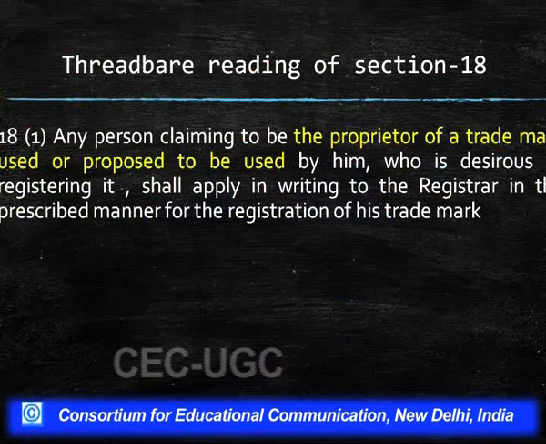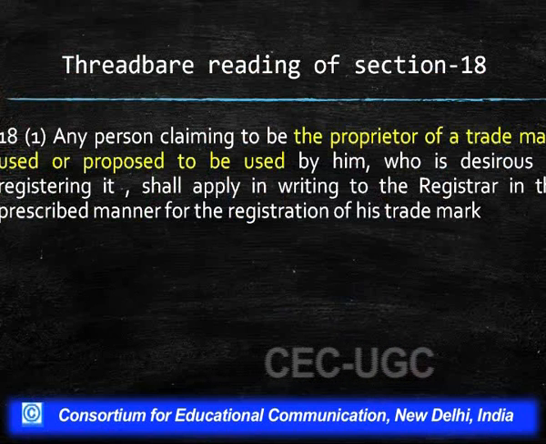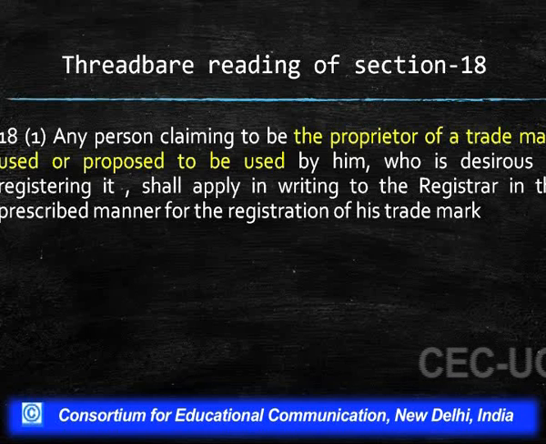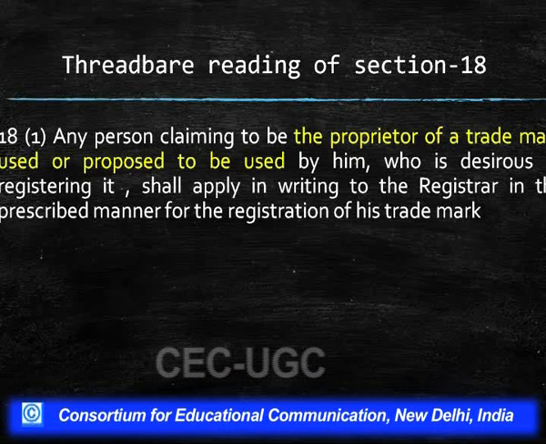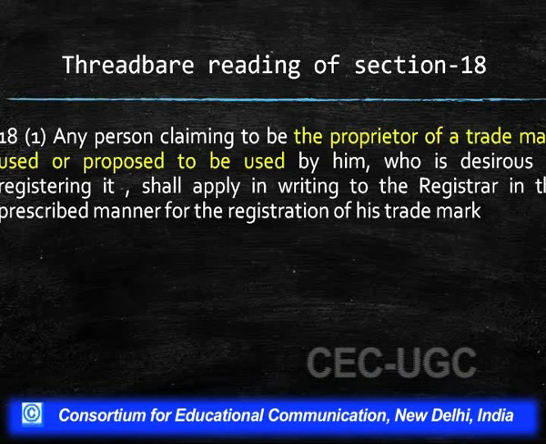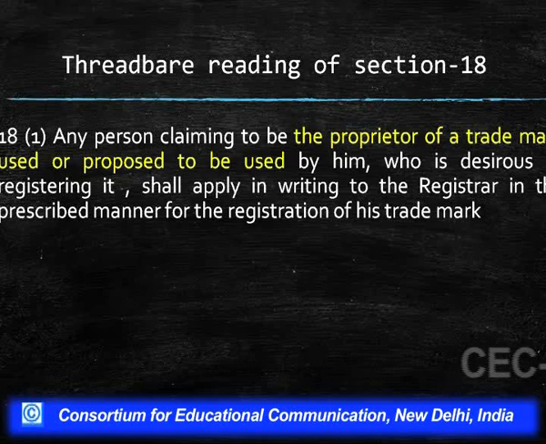If you see this slide, friends, under subsection 1, the proprietor of the trademark, who is already using that trademark or who is proposing to use it, shall apply in writing to the registrar in the prescribed manner, and the manner has been prescribed under the Trademark Rules 2002. The manner is not prescribed under the Trademarks Act 1999.